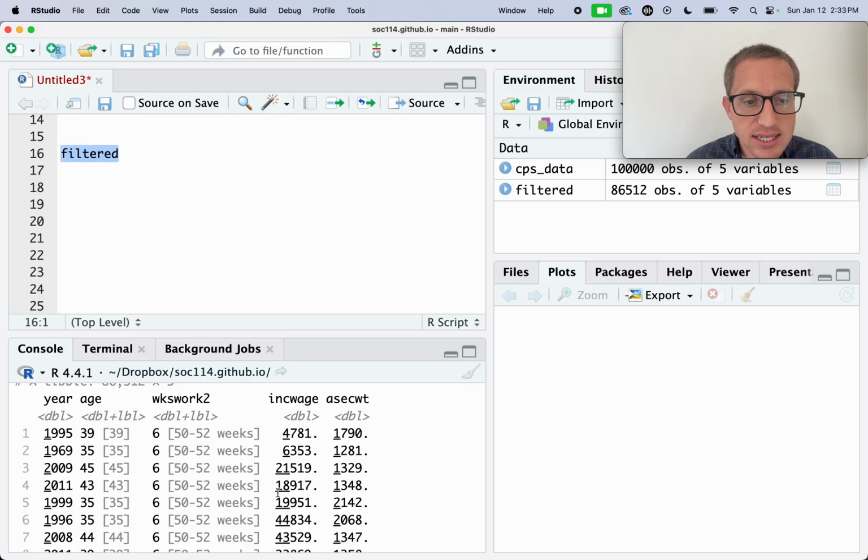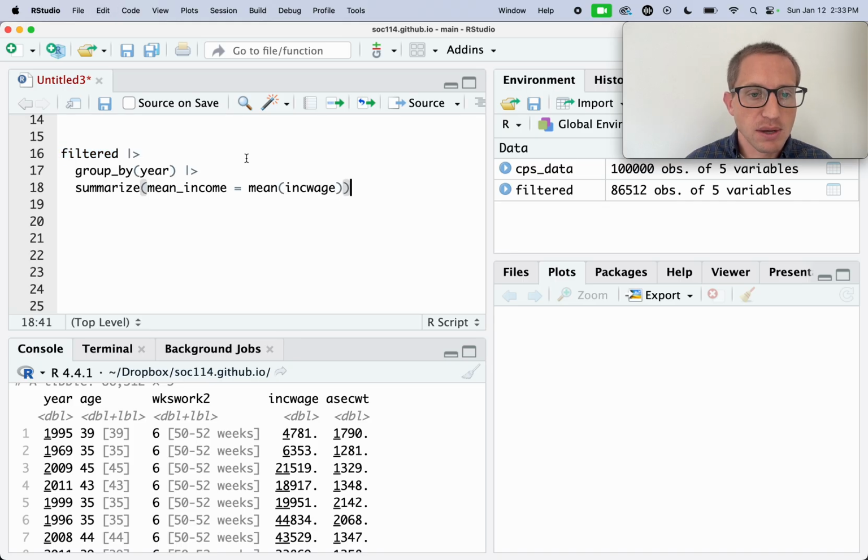We'd like to take these data, and instead of having one row per person, we'd like to have one row per year. And perhaps the information in each row would be the mean income from wage and salary among all people in that year. To look at this in code, we can take some code from our course website.